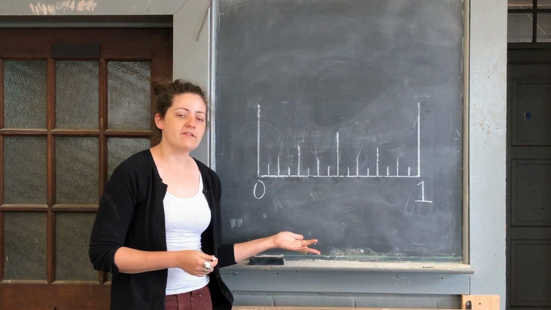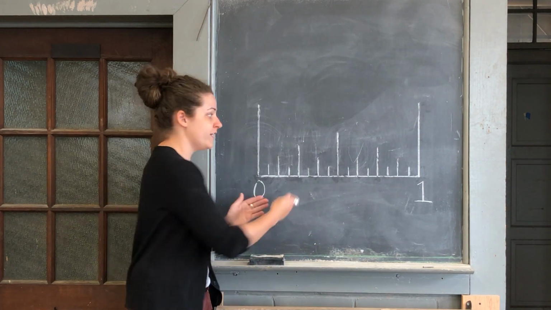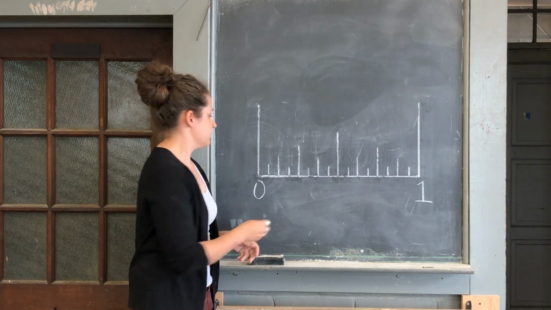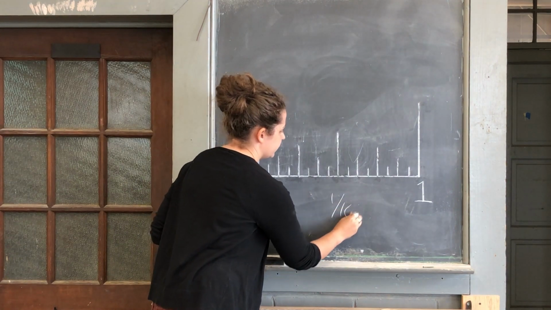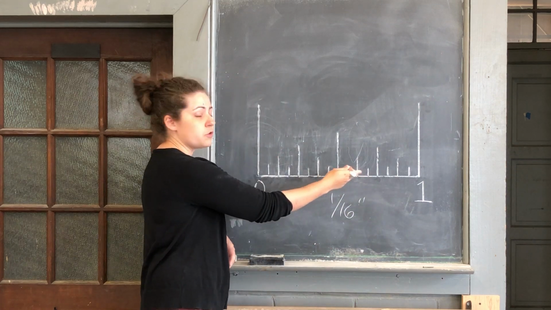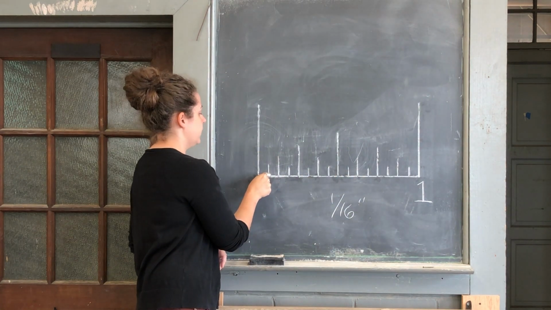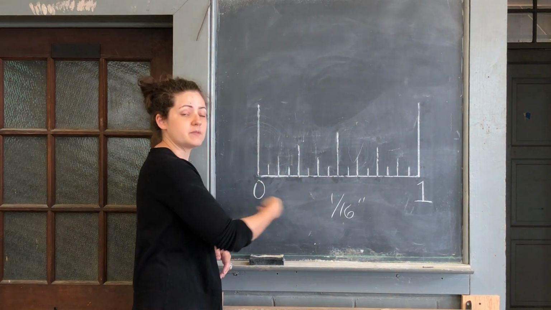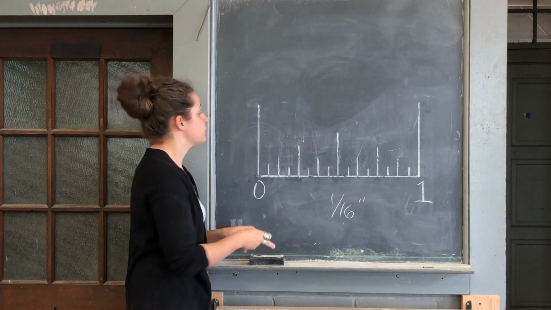This is just a refresher course on how to read a ruler. On the board here I have a scaled up version of 1 inch, and it's broken up into 1/16 inch increments. Right, so 1/16. If you see this ruler on the board, each of these sections represents 1/16 of an inch.